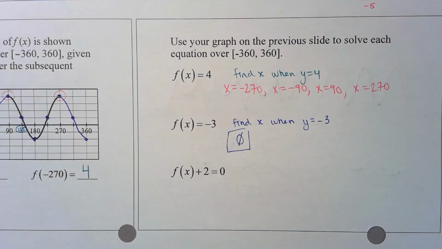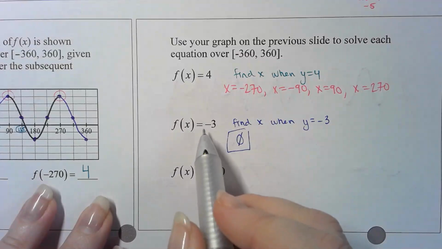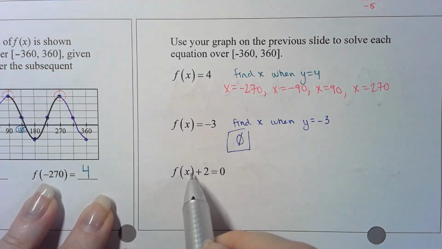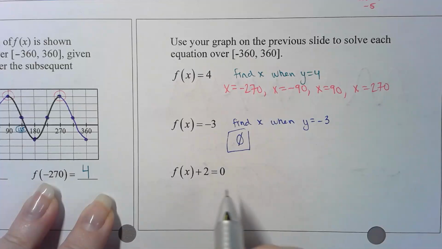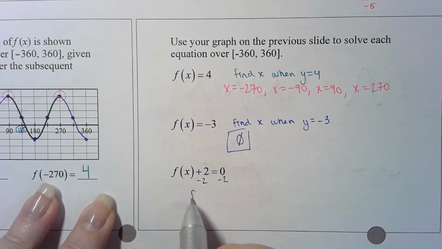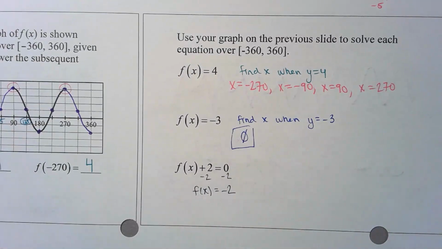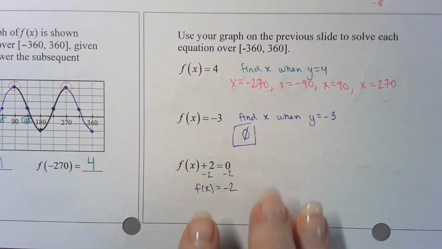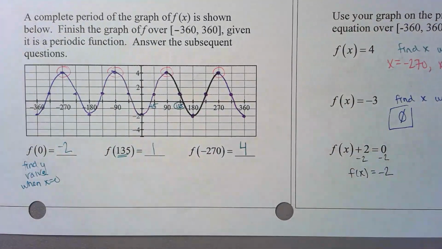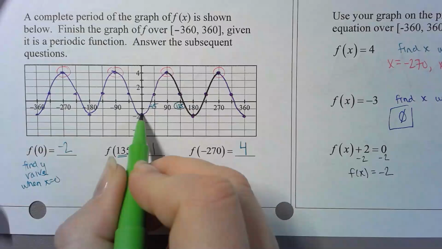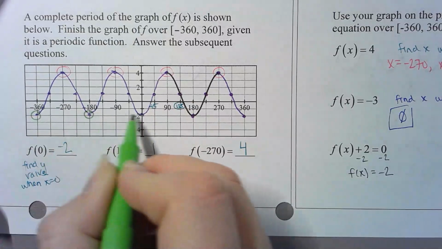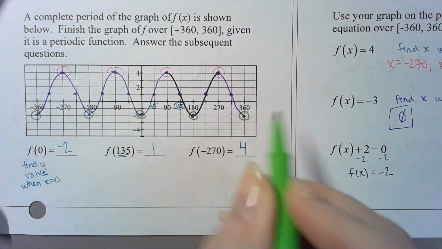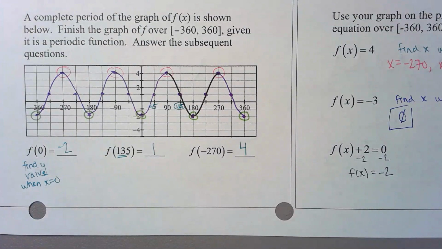And then the last question is a little bit different because it doesn't say f of x equals, it says f of x plus 2 equals 0. Well, gosh, that's an easy fix. Let's move that negative 2 to the other side. Now, okay, it looks just like the last few we've done. So again, it's saying find the x when y equals negative 2. And I think that does happen. It happens a lot, doesn't it? Here's negative 2. That happens here, and here, and here, and here, and here. So I have 5 answers I'm going to go write down.